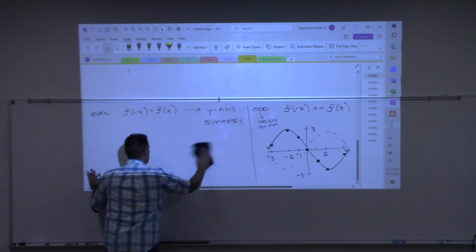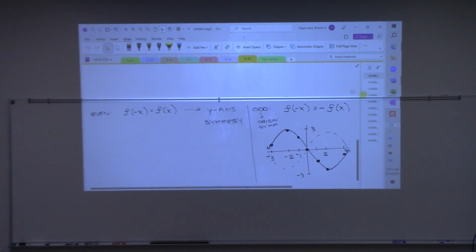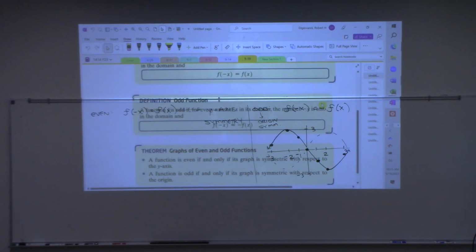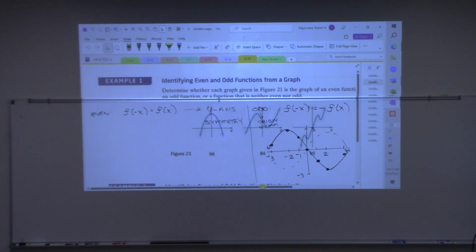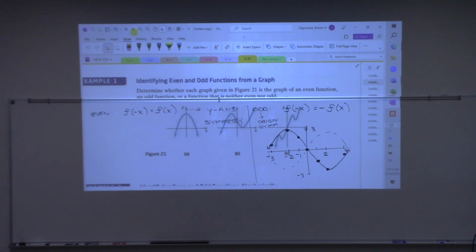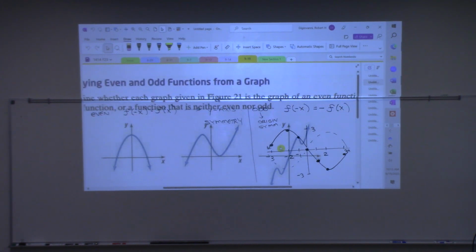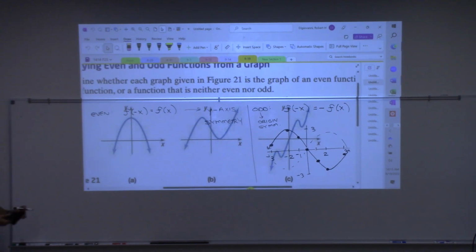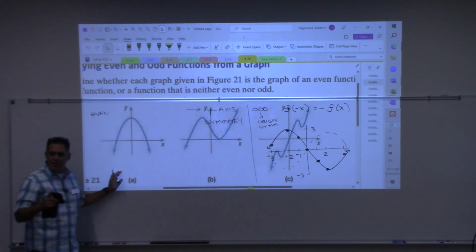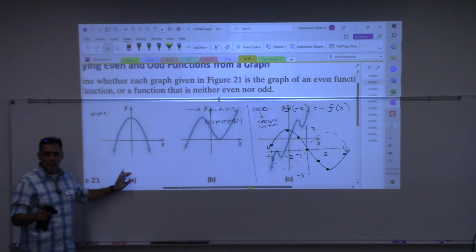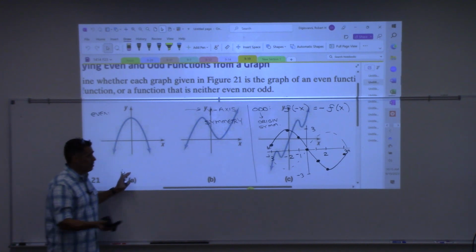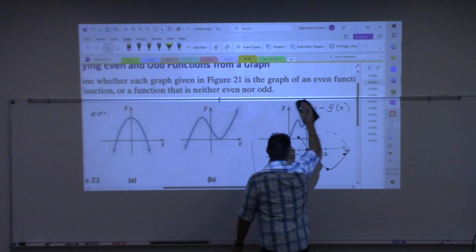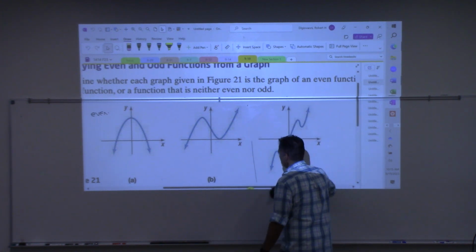Okay, so what we're going to do now is take a look at an example. So this just tells you right here what I just said. The theorem: graphs that are even are symmetric to the y-axis, and the other ones are symmetric with respect to the origin. For each of these three, we are going to decide whether or not they are even or odd. Oh wait, do functions have to be even or odd? Are there only 2 options? No, there's a third option, which is neither. A function can be even, it can be odd, or it can be neither. So for these 3 graphs, we're going to answer the question: is it an even function, an odd function, or neither?